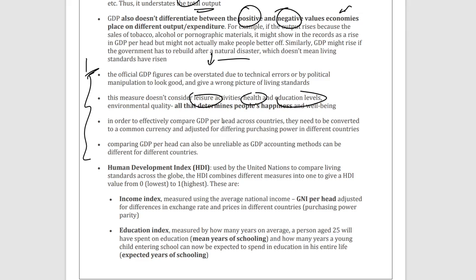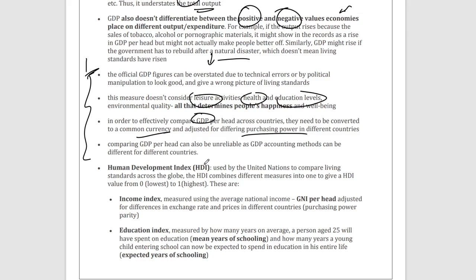The next one is that GDP per head needs to be converted to common currencies and adjusted to different purchasing powers in different countries. So that's another flaw. And it's not really converted, but it's just how much output does your country make? What's the population divided? That's your GDP per head. If their GDP is high, your living standards are high, something like that, right?